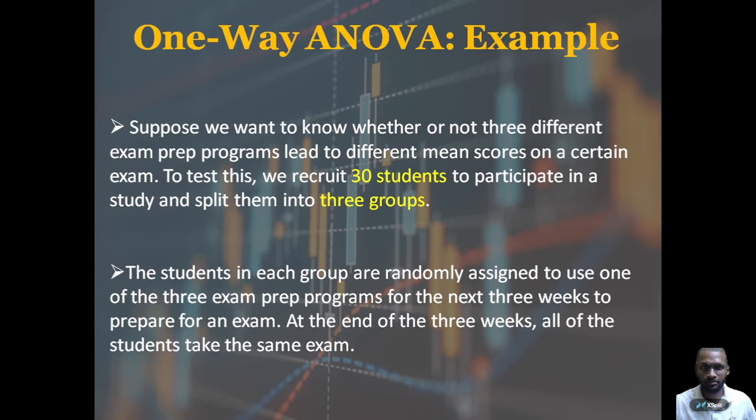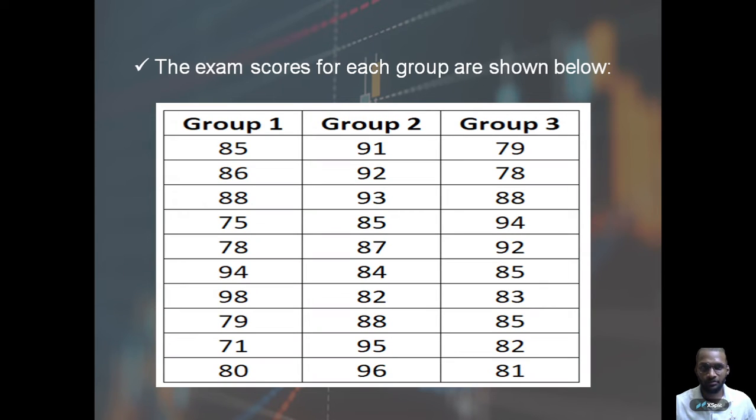So let us consider another specific example of one-way ANOVA. Suppose we want to know whether or not three different exam prep platforms lead to different mean scores on a certain exam. To test this, we recruit 30 students to participate in a study and split them into three groups. The students in each group are randomly assigned to use one of the three exam prep programs for the next 3 weeks to prepare for an exam. At the end of 3 weeks, all of the students take the same exam. The exam scores for each group are shown below: Group 1, Group 2, as well as Group 3.